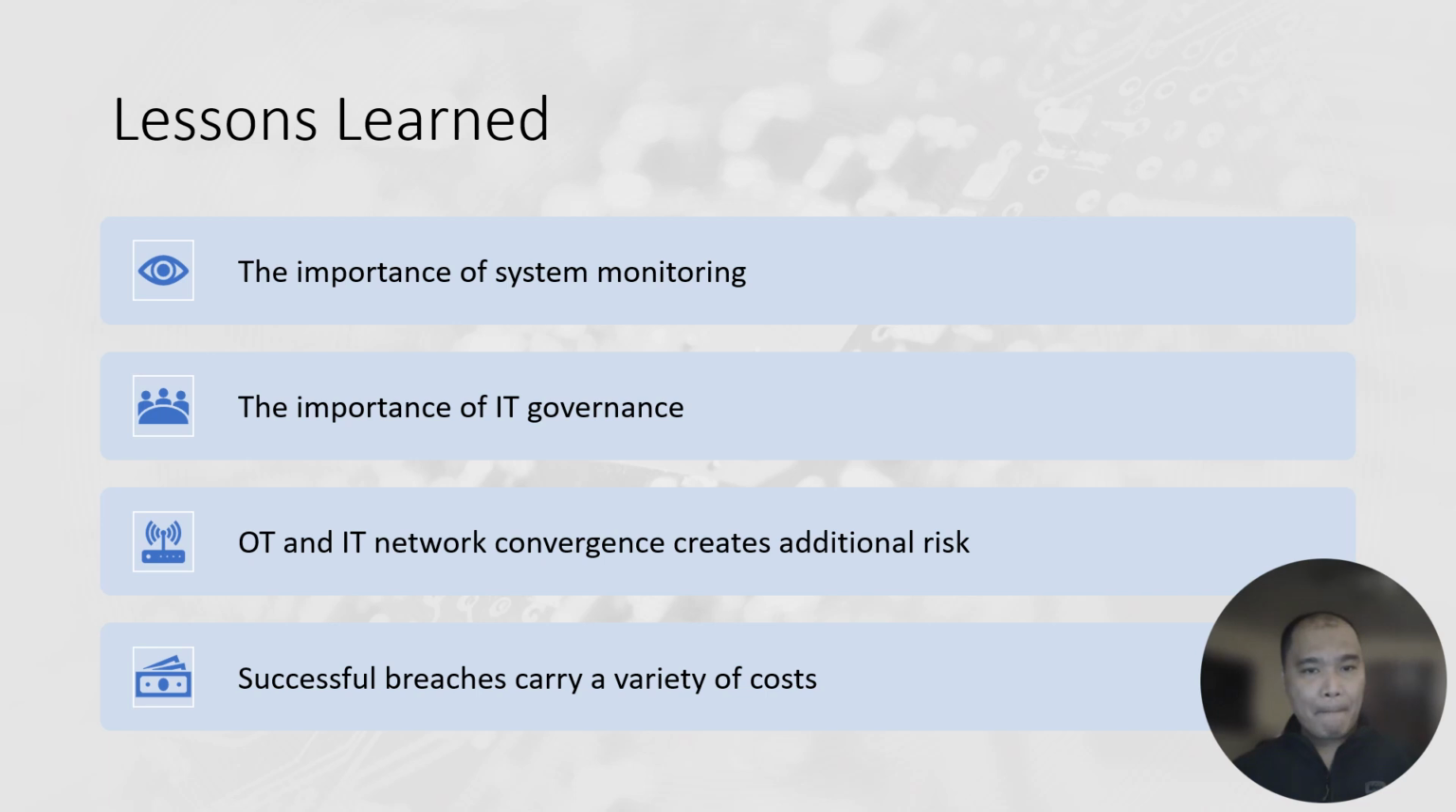Number 3, OT and IT network convergence creates additional risk. The energy sector has significant dependence on both operational technology, OT, and information technology, IT. Cyber risk grows as the interdependence between both networks grows.